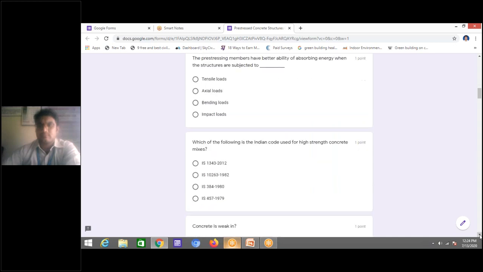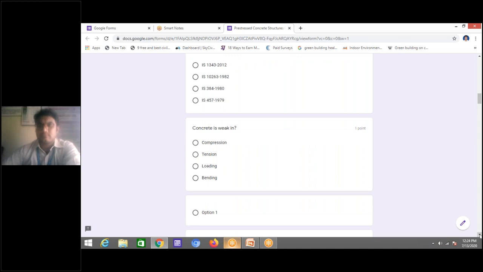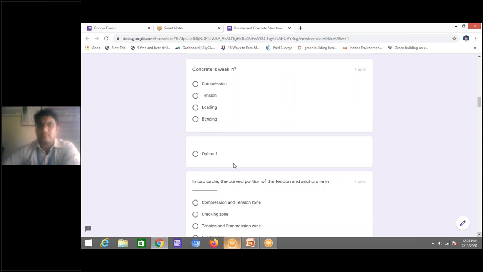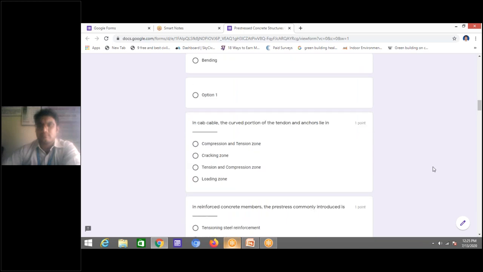Which of the following is the Indian code used for high strength concrete mix design? Indian Standard 1343 2012, IS 10263 1982, IS 384 1980, IS 457 1979. Concrete is weak in compression, tension, loading, and bending. There is a blank question. You can leave that. It's just an option. Okay, don't try to attempt that. There's a single option. Don't try to attempt. In a cap cable, the curved portion of the tendon and anchorage slice in.